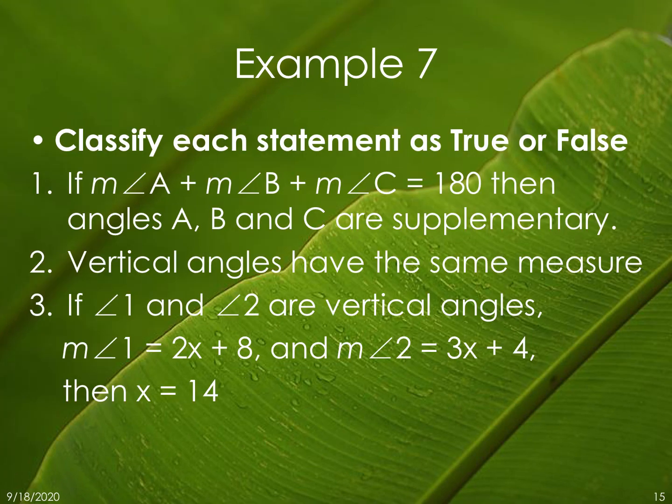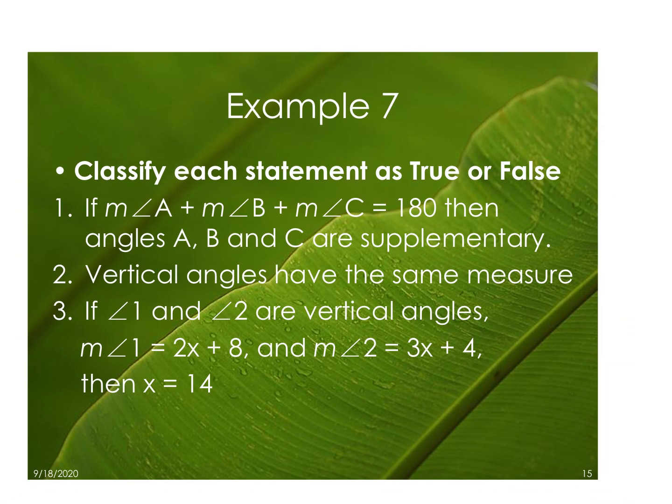First one, classify each statement as true or false. If the measure of angle A plus the measure of angle B plus the measure of angle C equals 180, then A, B, and C are supplementary. True or false? False. Good. Why? What do they have to be? Beautiful, 2 angles. So this is why it is false, because it must be a pair of angles. Can't be 3 angles. So it's got to be a pair.